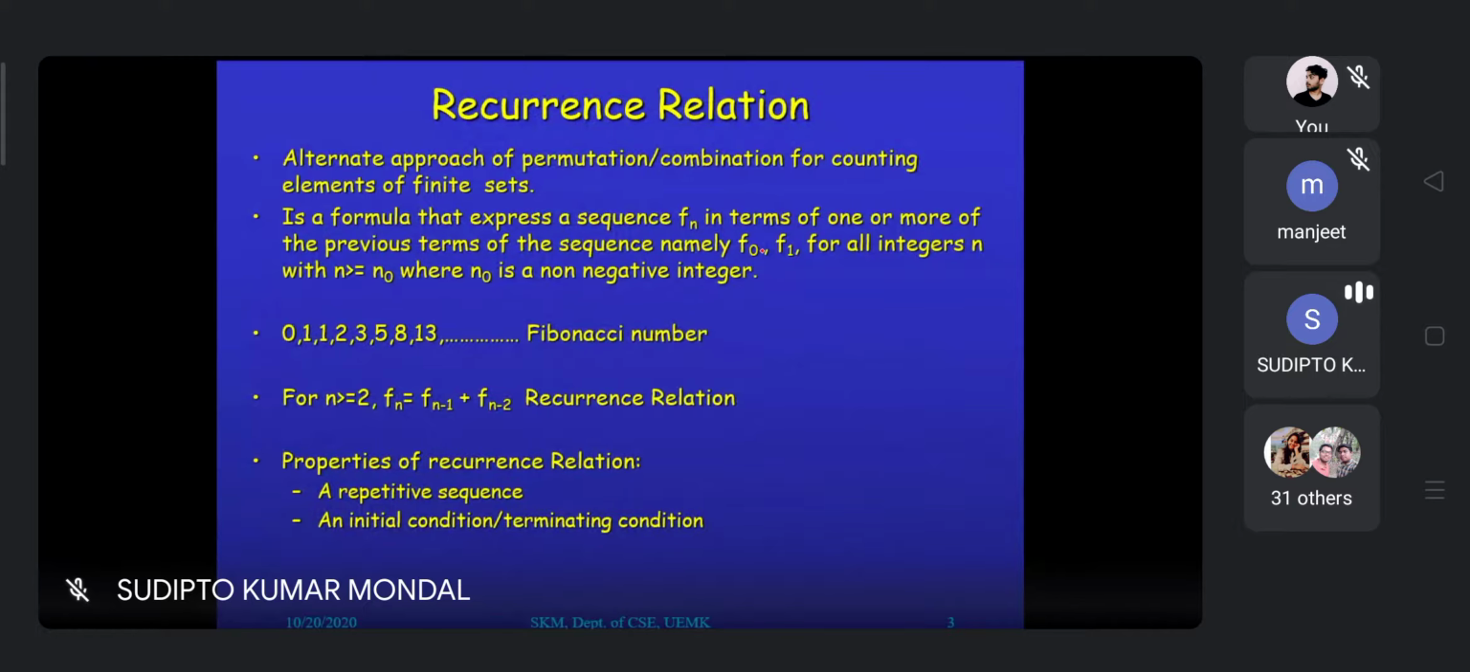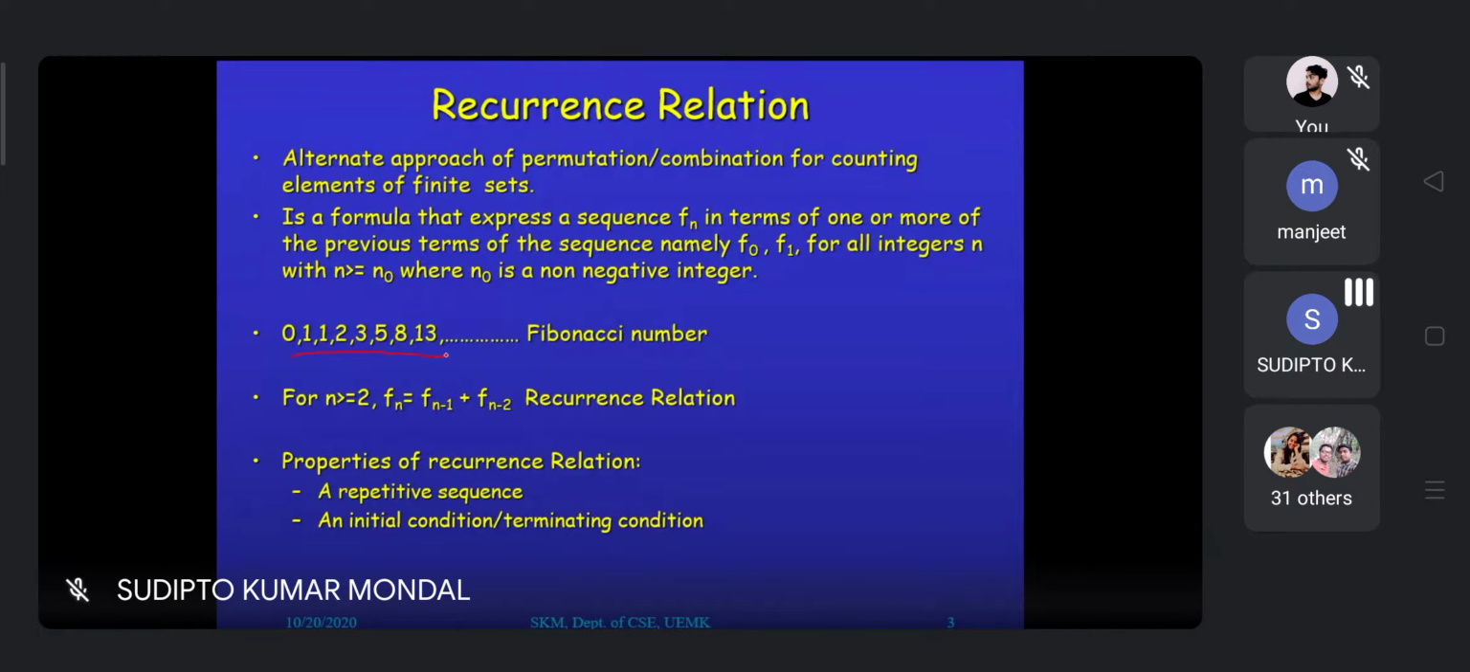So one example, if we consider this one, which is actually the Fibonacci series, we know 0, 1, 1, 2, 3, 5. That is, the previous two terms generate the next term: 0 plus 1, 1; 1 plus 1, 2. That way we know the Fibonacci series.